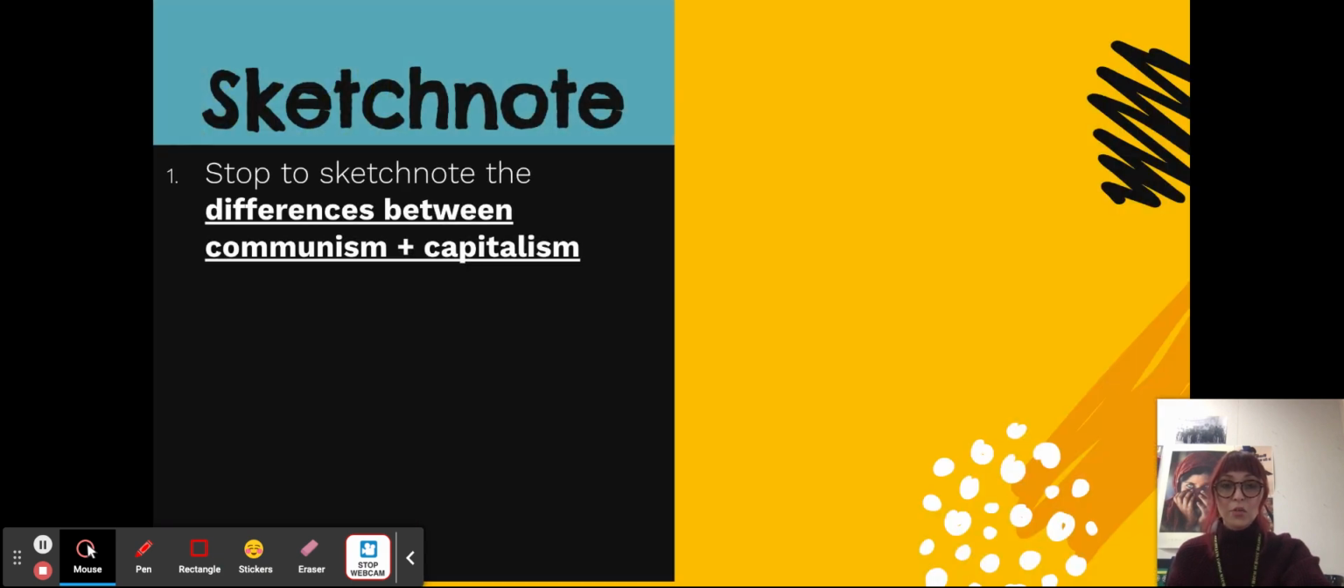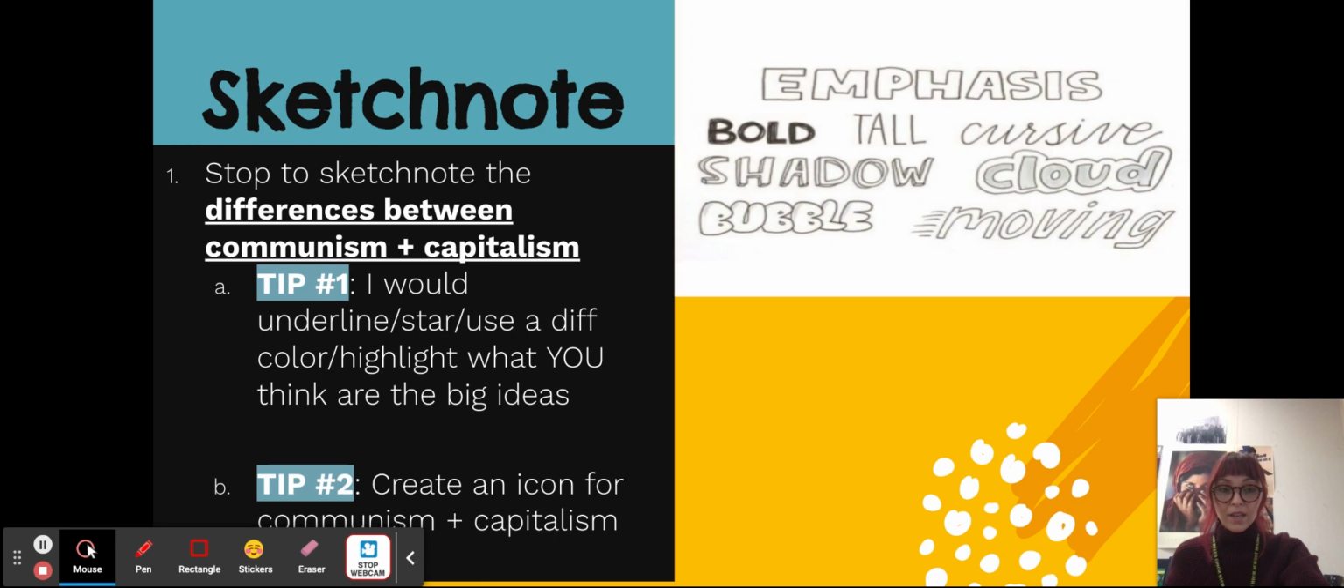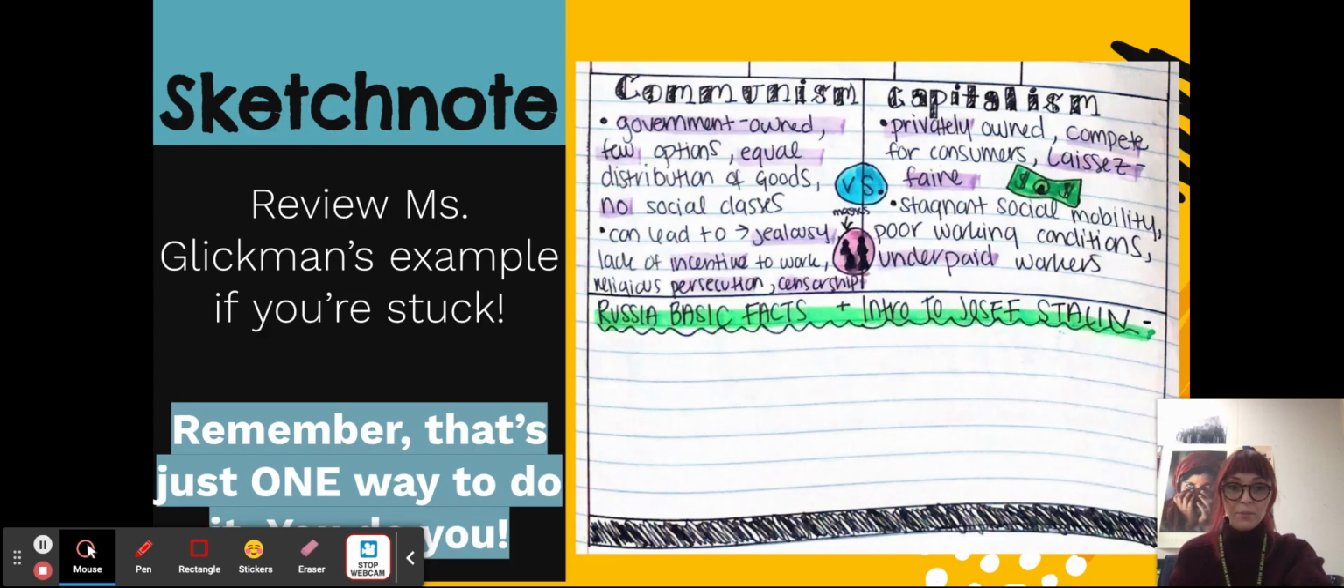Okay, so I'm going to show you my sketch notes for this section. What you want to try to do here again, maybe pause and go back to the slide where I show the differences between communism and capitalism, and try to organize that in some sort of chart so it's clear for you to see. And then see if you can underline or star or maybe highlight different words or ideas that you think are really important. And then I want to challenge you to try to create an icon for both communism and capitalism. So I'm going to show you my example.